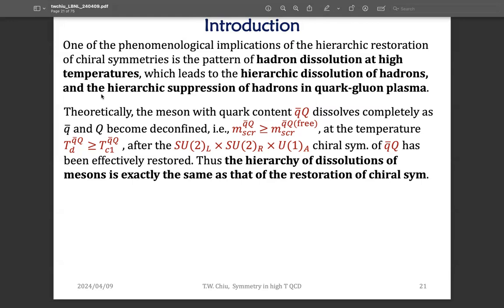This is the screening mass to describe whether this Q-bar Q is deconfined, and it is quite conventional.